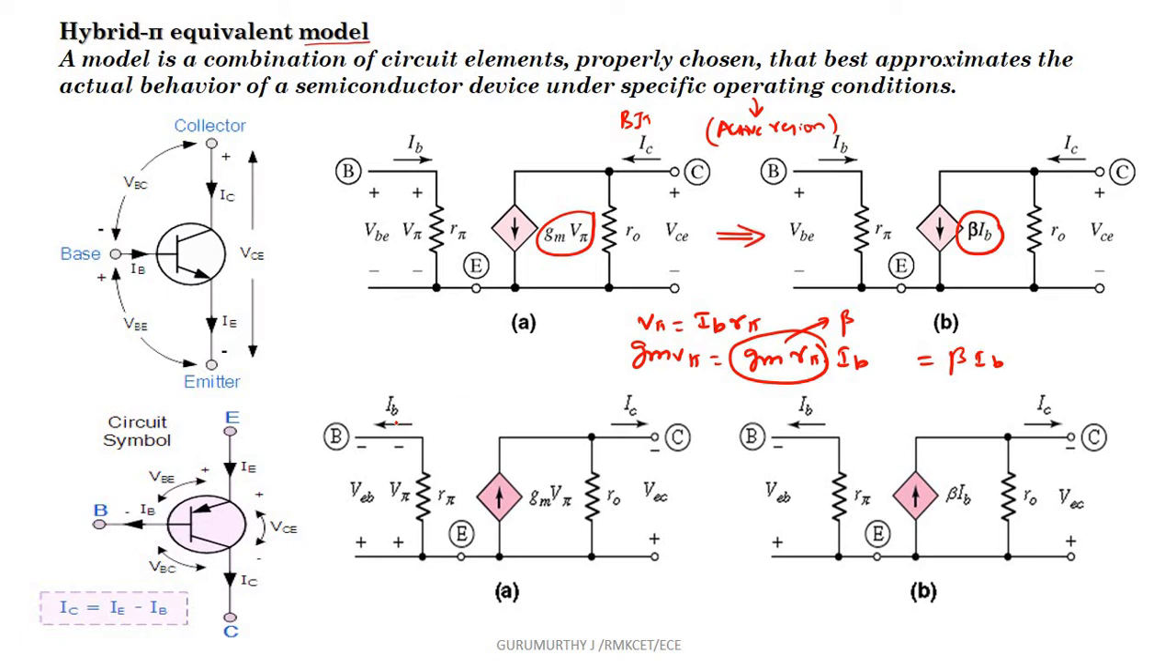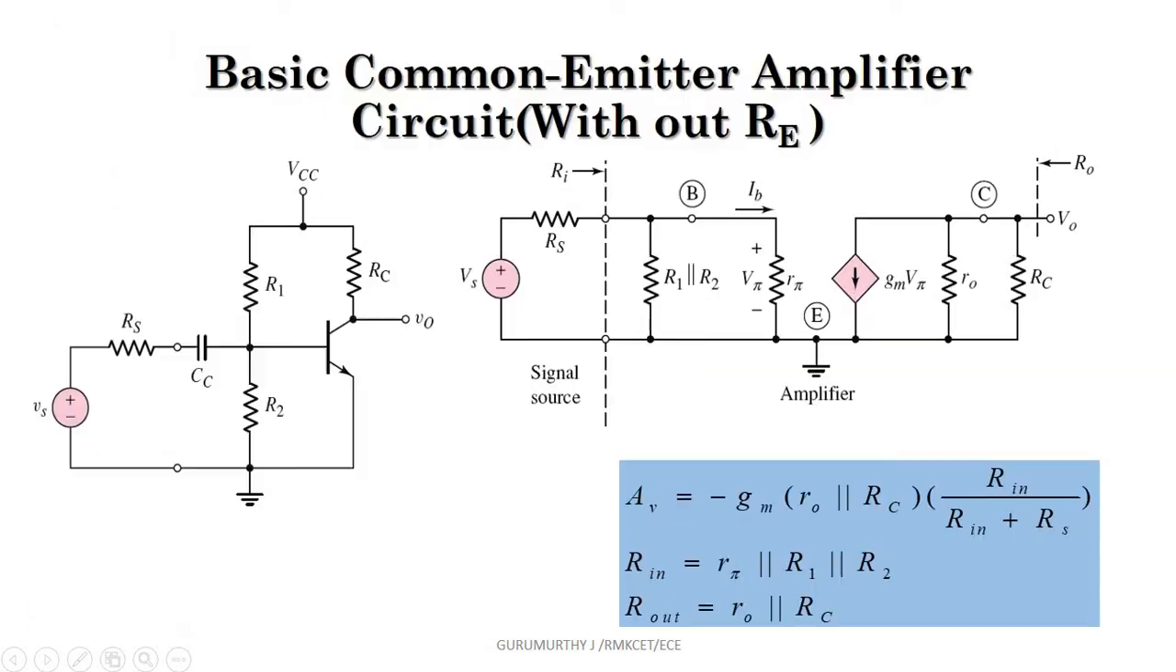When you take PNP transistors, the emitter is at higher potential than the collector. That is why the emitter terminal will be on the top and the collector will be on the bottom. So we have the same model, but the current is reversed. gm into V pi will be the current source, and R naught is modeled due to the presence of the Early effect, and gm V pi is equal to beta times IB. So this is the equivalent when you consider a PNP transistor.